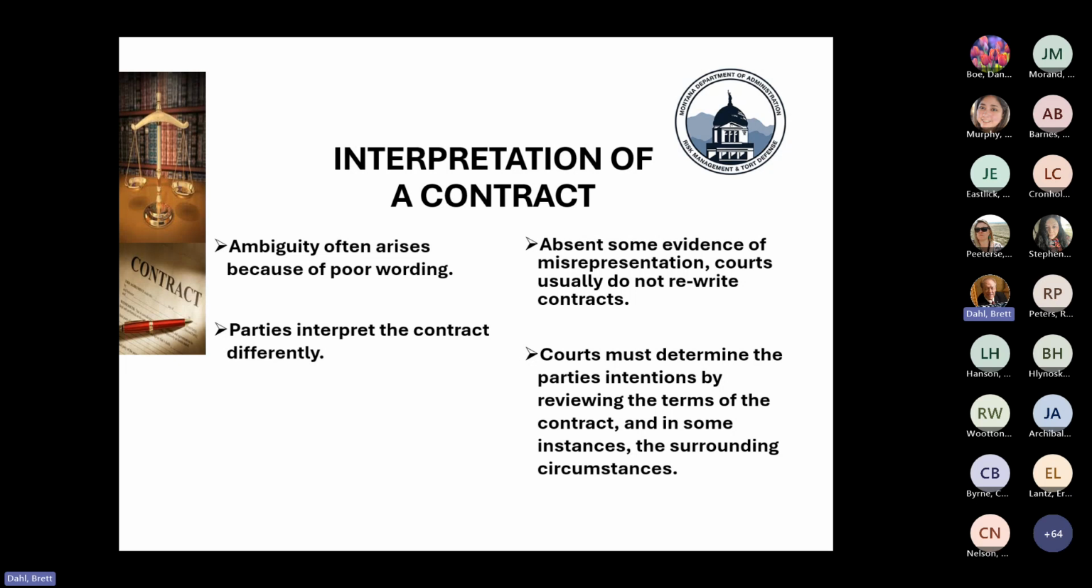Absent some evidence of misrepresentation, the courts try to stay away from rewriting the contracts, in Montana included. And if the contract isn't clear, the courts will often determine the parties' intentions by reviewing the terms of the contract, or in some instances, the surrounding circumstances, including emails, phone messages, and other discoverable information. So be careful what you put in the contract and what you write. Be clear about what you write and what you put in contracts, including correspondence, voice messages, and communications, because the courts sometimes have to go that far into that kind of depth to figure out what really happened and what the parties meant.